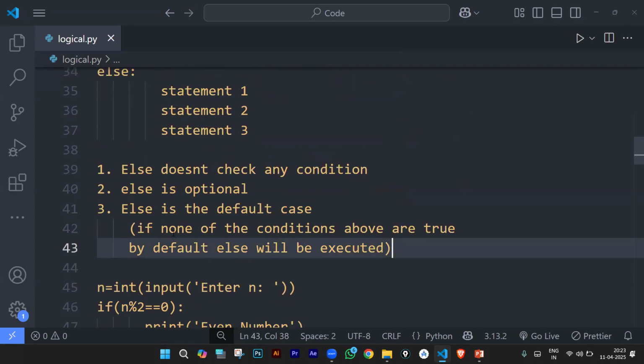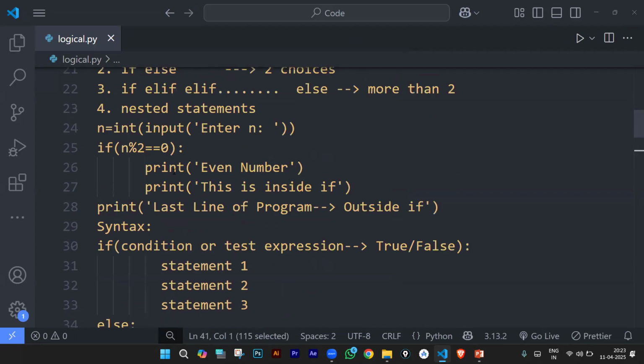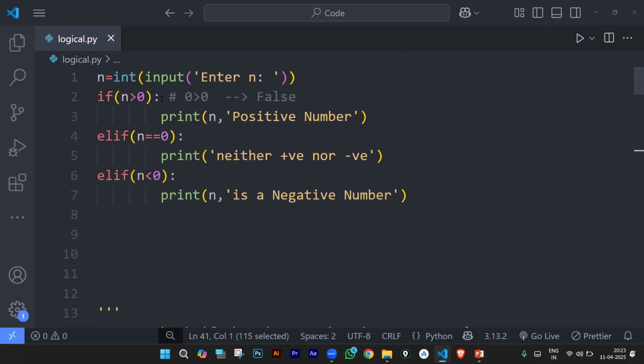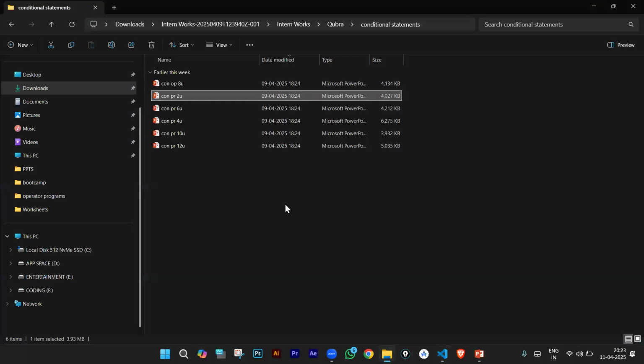So what will else do? When all the statements above else are false, when the given number is not greater than 0, and the given number is not equal to 0, by default, the else block will be executed. That is how it is. It is a default case. That's it. That is about else.